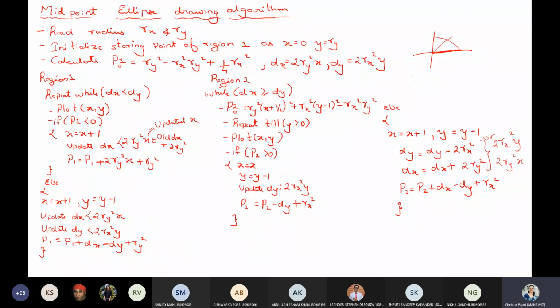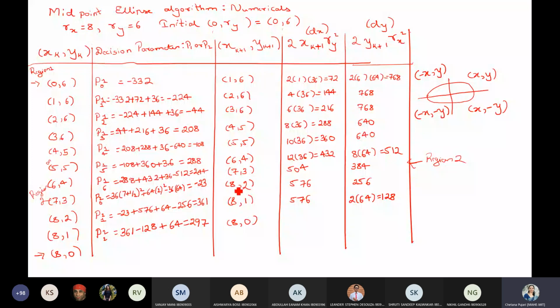Where is it? It's here, the else condition, right? Your X and Y value is here. In the else condition, X is incremented and Y is decremented. So here you can see your X is incremented and Y is decremented. Then you calculate your dx by making use of this equation. You will get 576, and similarly you will calculate dy, which is 256.